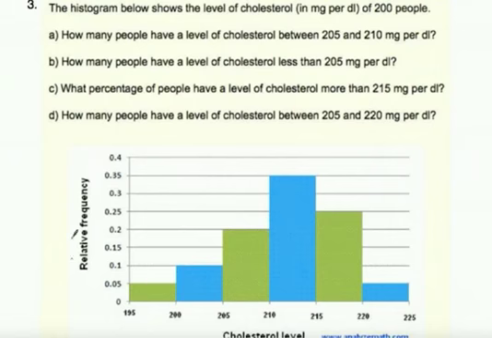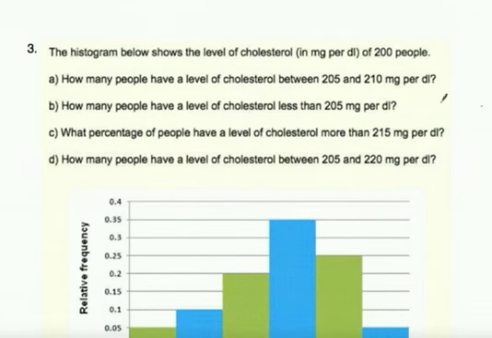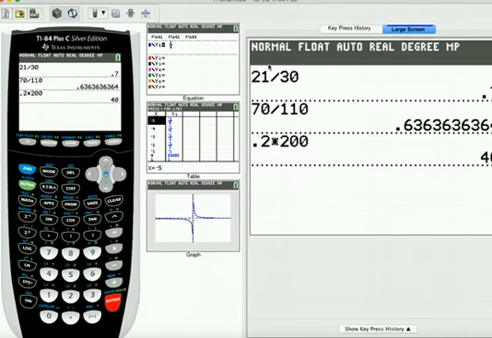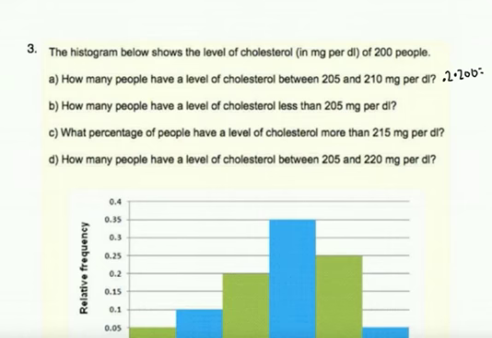Now the problem with this is this represents on the side our relative frequency. So our relative frequency is 0.2. So because we know that there are 200 people, we're going to do 0.2 times 200. And whenever you do that, you get 40.